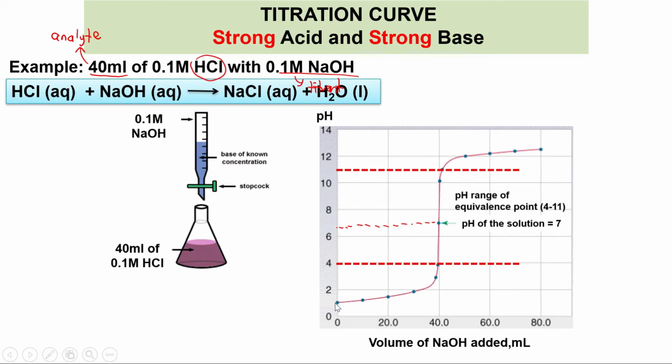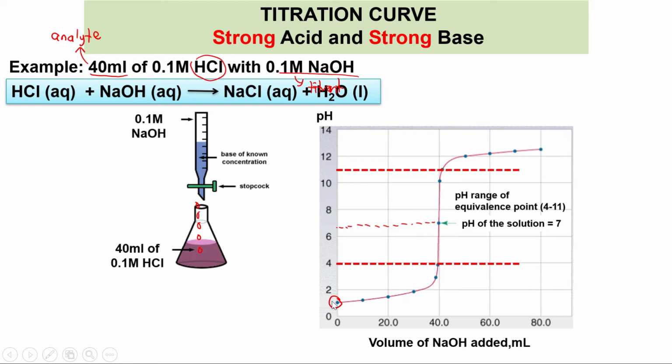Why do we start from the bottom? Because initially, before we begin the titration, inside the conical flask there is just HCl. HCl is a strong acid which dissociates completely in water. Therefore, the pH value is low. And then, as we start to add our titrant drop by drop, or gradually, we can see that there is an increase in pH value.